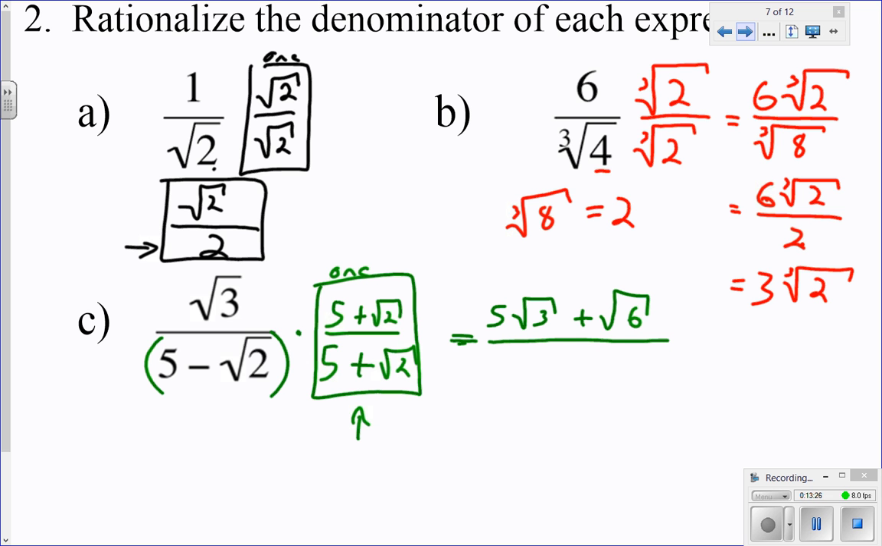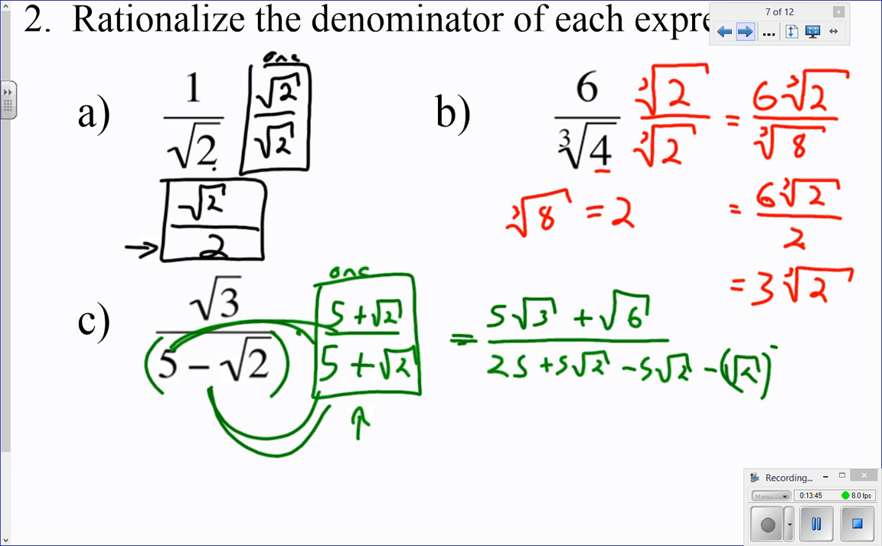In the denominator, we double distribute, so we get 5 times 5, 25. 5 times square root of 2, we get plus 5 square roots of 2. And then we get minus 5 square roots of 2. And then we get a minus square root of 2 squared. Well, these will cancel out, as they should, and that's the whole purpose of this, so we get rid of our radicals. You can see our difference of squares falling out here. So we get 25, and then minus square root of 2 squared is 2, so we get 25 minus 2 there.